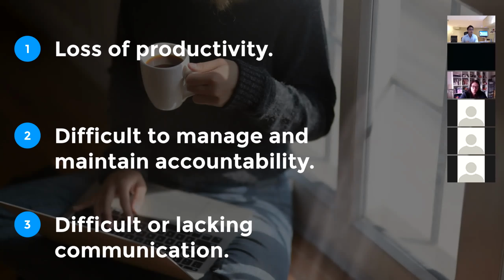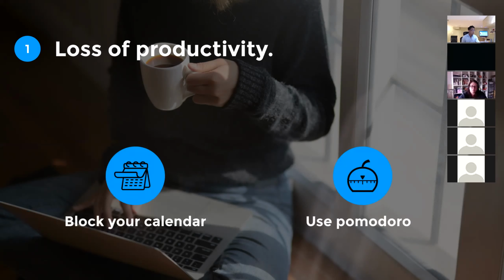Three things today, so that's all. All right, so let's start with one. How we can manage, how we can tackle loss of productivity. I'm going to talk about two things today. First, block your calendar. And the second, use Pomodoro.